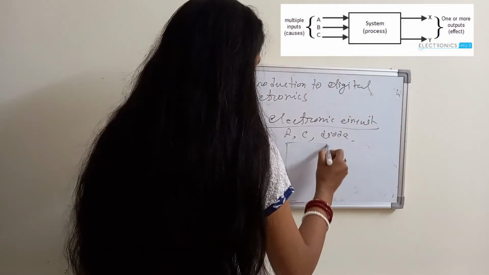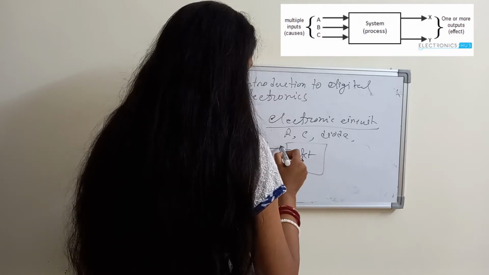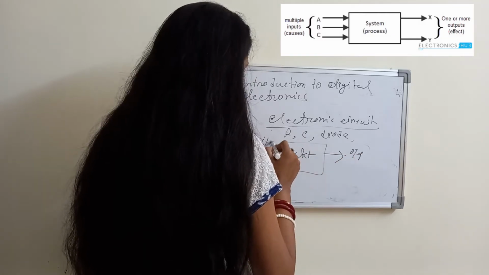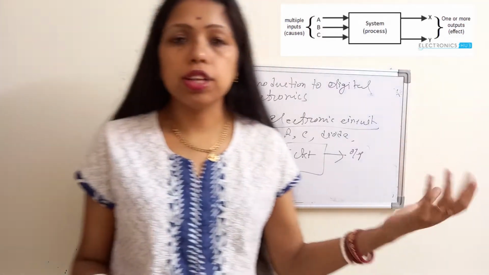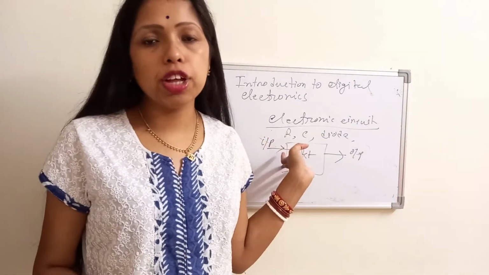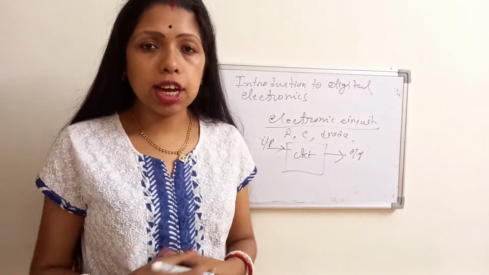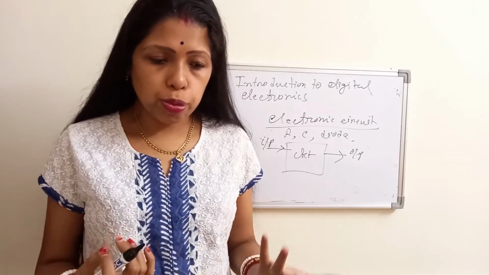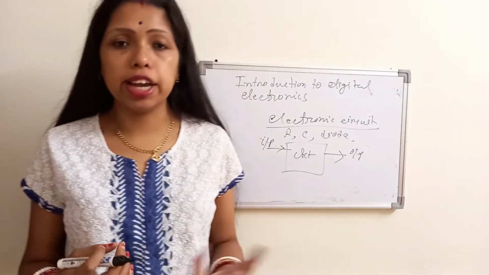So this is the electronic circuit, right? Here if we send any information, it will give some output, and the output will be the manipulated version of the input. That is the electronic circuit, right? If you want to do amplification, manipulation, anything, you can do it by using the electronic circuit.